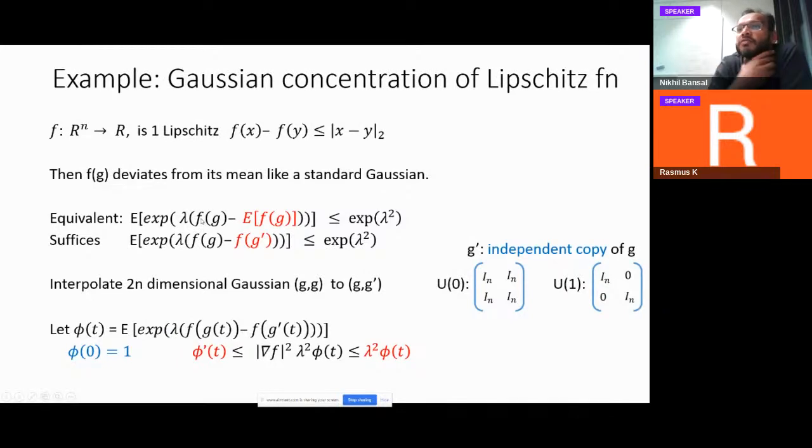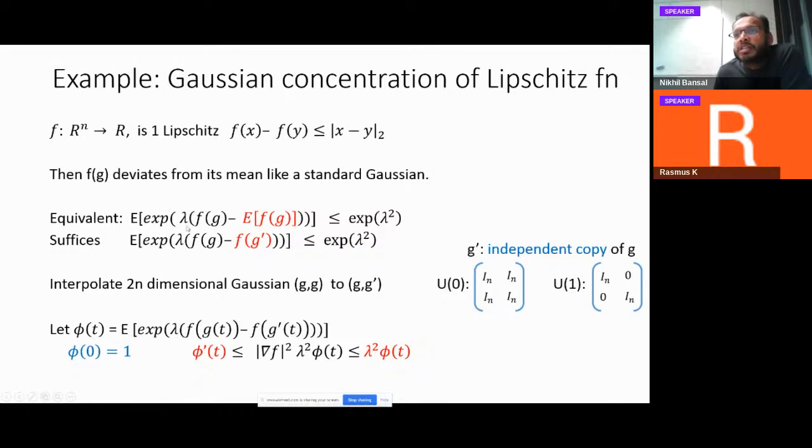Yeah, so one can prove this in a very simple way. Again, there are many proofs of this standard fact, and all the other proofs that I've seen are always very mysterious or magical. But here is a very clean way of proving this using Gaussian interpolation. So we want to show that F(g) has some exponentially decaying tail.